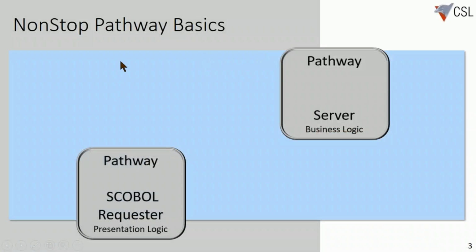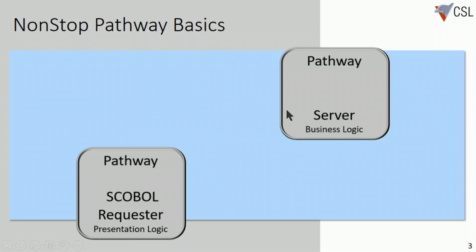Bit of background then about pathway. Most are probably familiar, but two components that we're interested in. One, the primary component, the pathway server, is the business logic, and this is really the smarts that we want to be able to access from our RESTful service. The other component is the SCOBOL requester, and this historically has the presentation logic. Our goal really is to bypass the SCOBOL requester and go right to the business logic and basically take the pathway server component and turn that into a RESTful service.